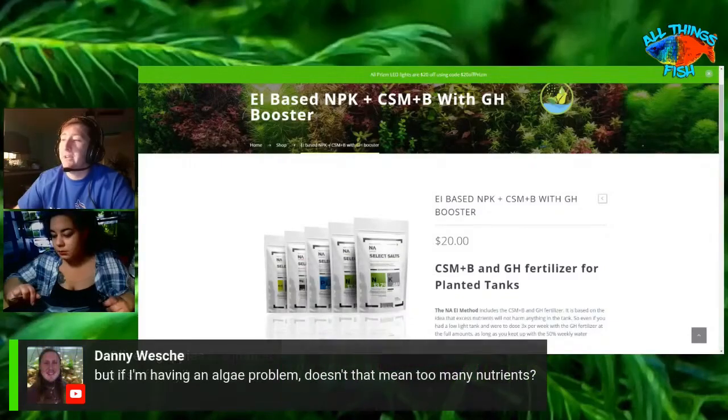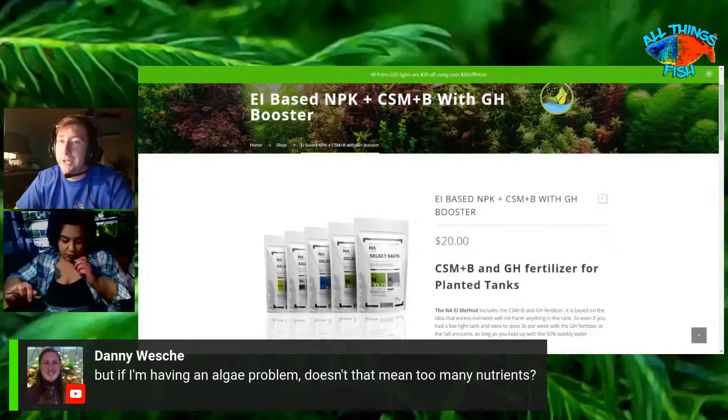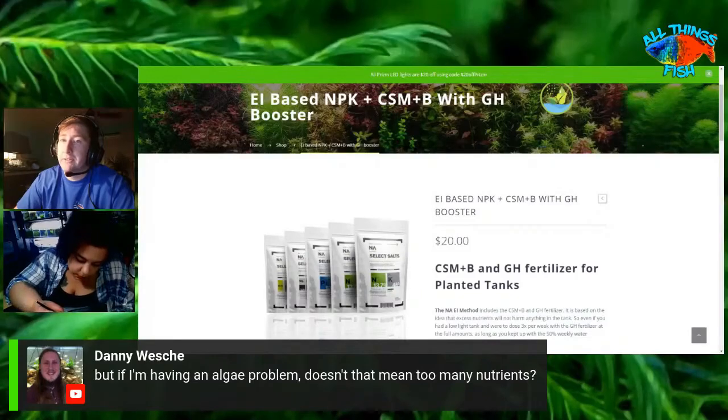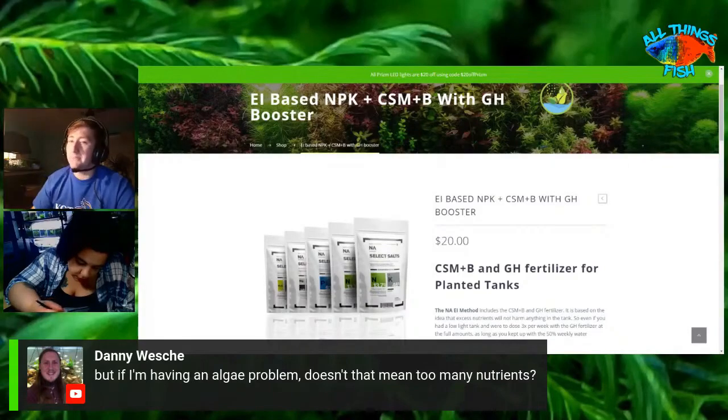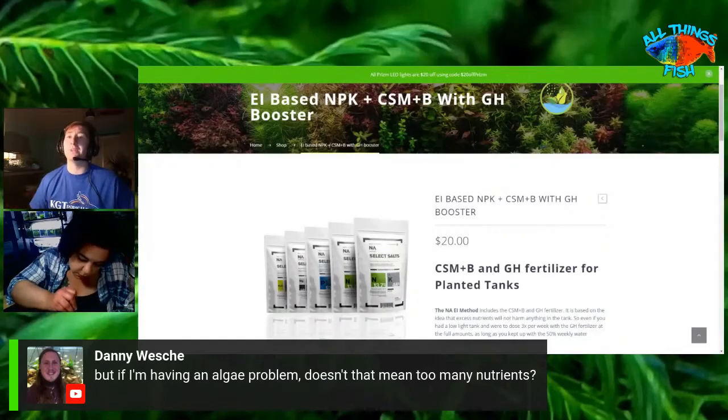So Danny said, if I'm having an algae problem, doesn't that mean too many nutrients? Not necessarily. Like I said, I touched on it earlier in the stream. Sometimes algae problems are actually caused by a nutrient deficiency as opposed to a nutrient excess. So if your plants... algae is a much simpler organism than plants are.